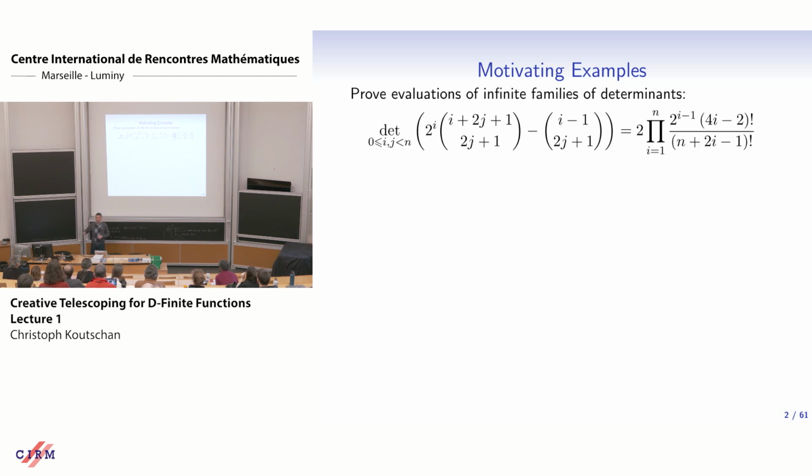More examples, determinants. There is a variation of the creative telescoping approach that can deal with determinants. So here we have an infinite family of matrices. The dimension grows with the parameter n. The entries of these matrices are given by binomial coefficients, and you want, for each dimension, to have a closed formula for the determinant. This is given as this product formula, and you can prove it using creative telescoping.